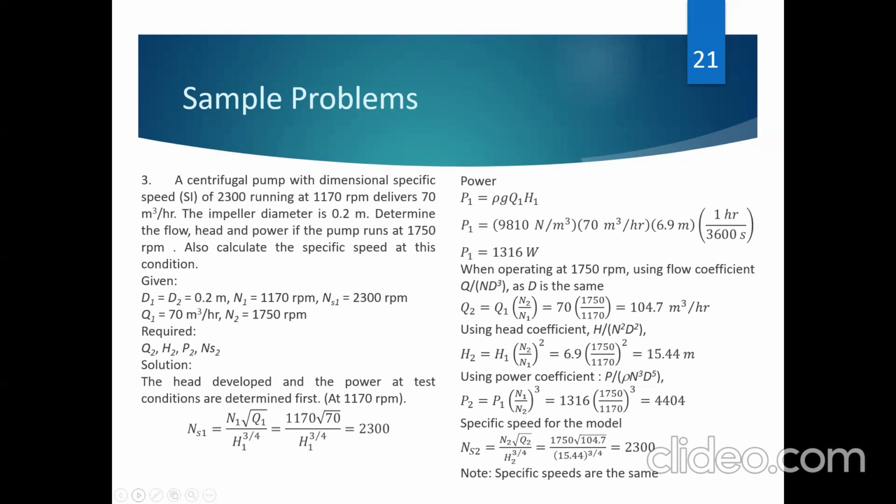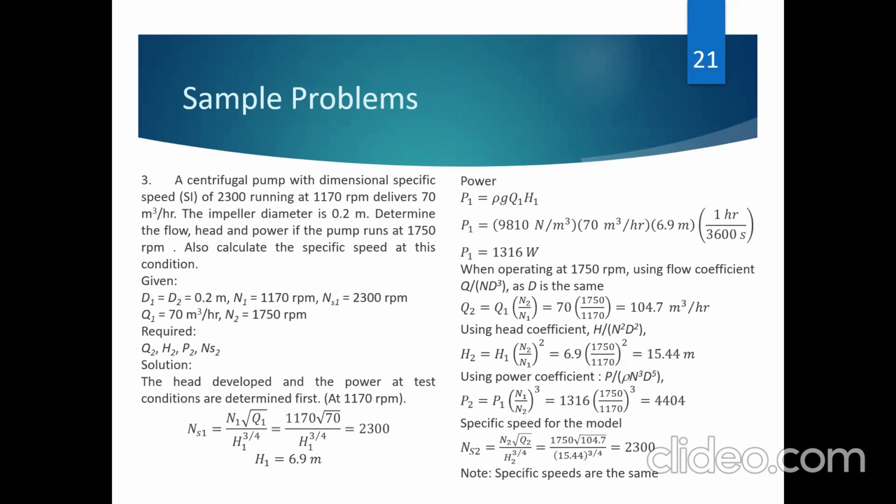So, solution. The head developed and the power at test condition are determined first. At 1170, from the specific speed we get the head. N1 times the square root of Q1 over H1 exponent 3/4 is equal to 1170 times the square root of 70 over H1 exponent 3/4 is 23. So the head is 6.9. So H1 is 6.9 meters.